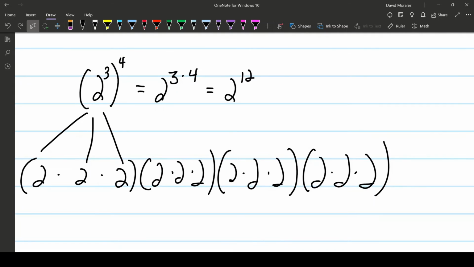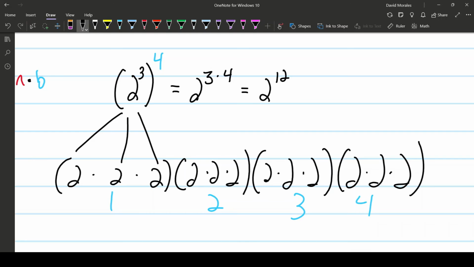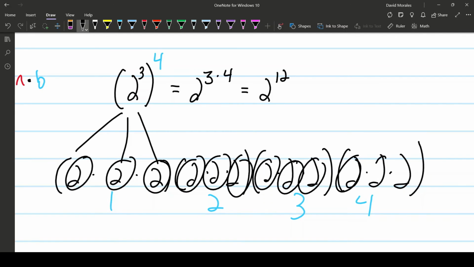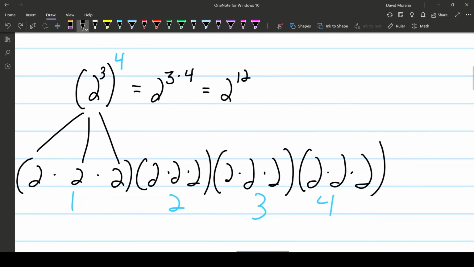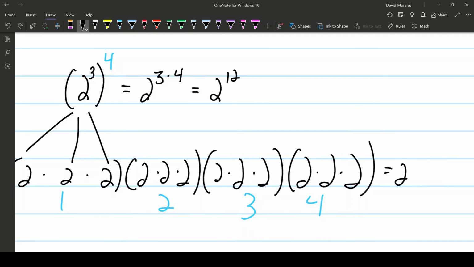So now I have, I'm going to color code this, 1, 2, 3, 4 of them. Now, if I count them all together, I have 1, 2, 3, 4, 5, 6, 7, 8, 9, 10, 11, 12. So that's how I ended up with 2 to the 12th, which you can get by simply multiplying 3 times 4.